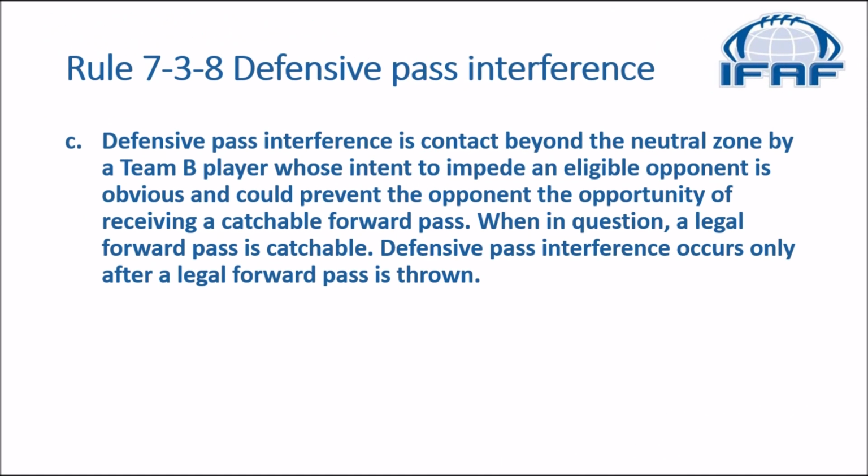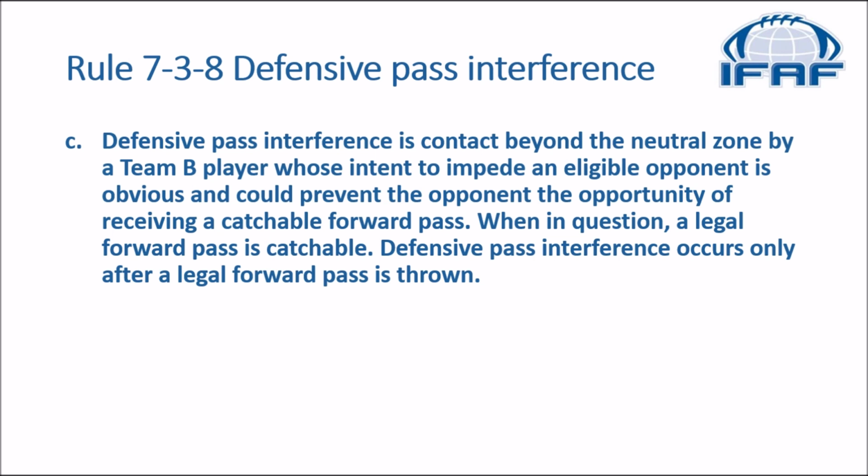But before we get to the game film, let's have a look to see what the rulebook and the MOFO have to say on this. In the rulebook, we go to Rule 738, defensive pass interference. C, defensive pass interference is contact beyond the neutral zone by a Team B player whose intent to impede an eligible opponent is obvious and could prevent the opponent the opportunity of receiving a catchable forward pass.